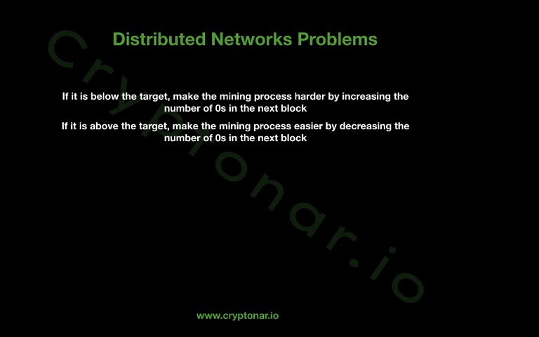So if it's below the target, if we need to make the mining process harder, we can simply add another zero in the expected zeros that we expect in the hash that we saw before. Why? Because instead of expecting 5 zeros, you say, hey, this is too easy, everybody is getting blocks very fast. Let's add another zero.